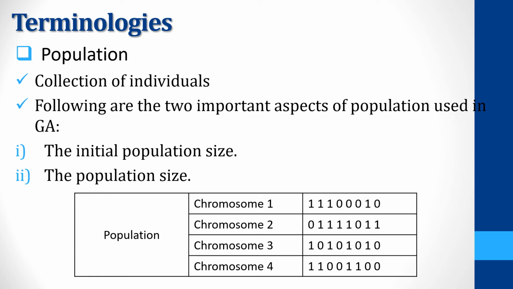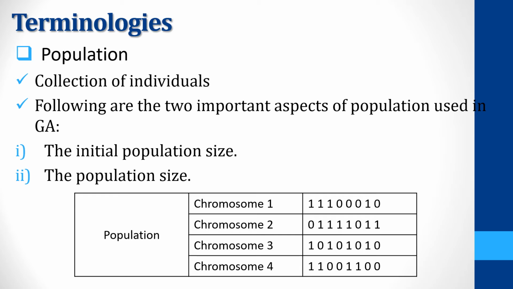Then the next terminology or next concept is population. Population means a collection of individuals. It is a subset of all the possible solutions to the given problem. The population for genetic algorithm is analogous to the population for human beings, except that instead of human beings, we have candidate solutions representing human beings. Following are the two important aspects of population used in genetic algorithm.